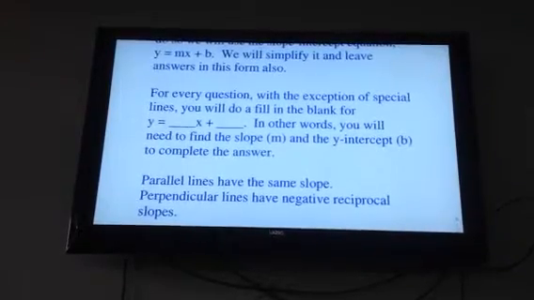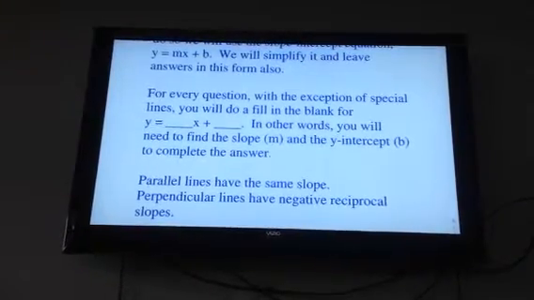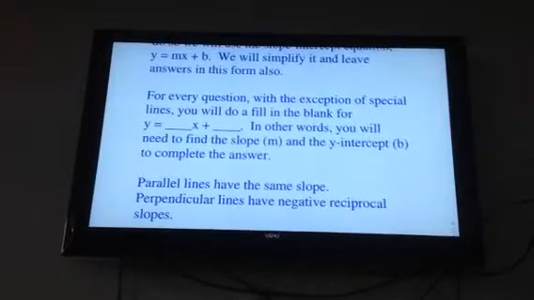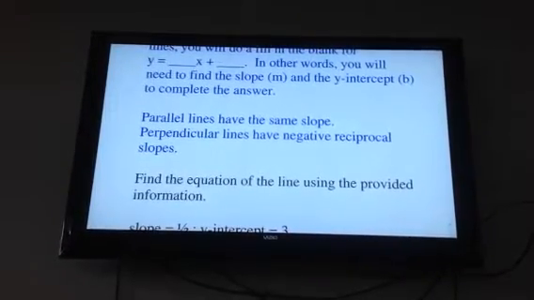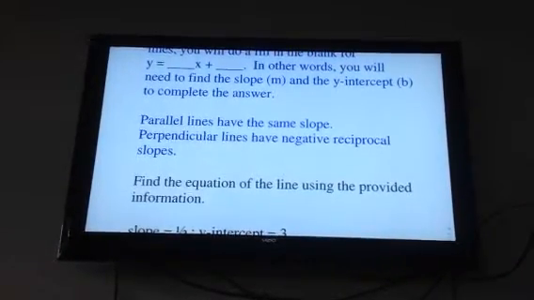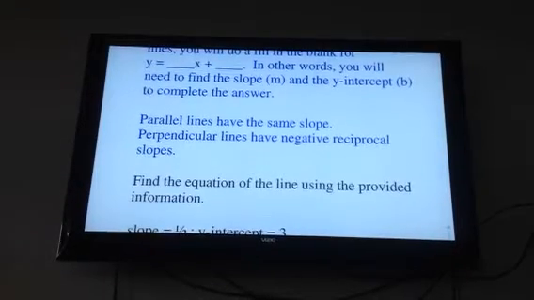Some of them are going to be more challenging than others, so your brain's got to think a little bit differently, just what you want to do on a Monday morning. But your brain's got to think a little bit differently on some of these questions on how to find that information. It's very important to know that parallel lines have the same slope.